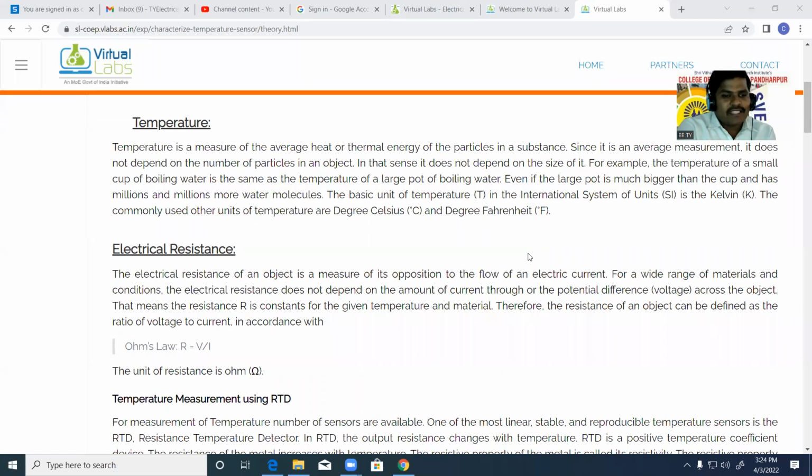So, the resistance of an object can be defined, according to Ohm's law, as the ratio of voltage to current. So in accordance with Ohm's law, R is equal to V divided by I, and the unit of resistance is nothing but Ohm.